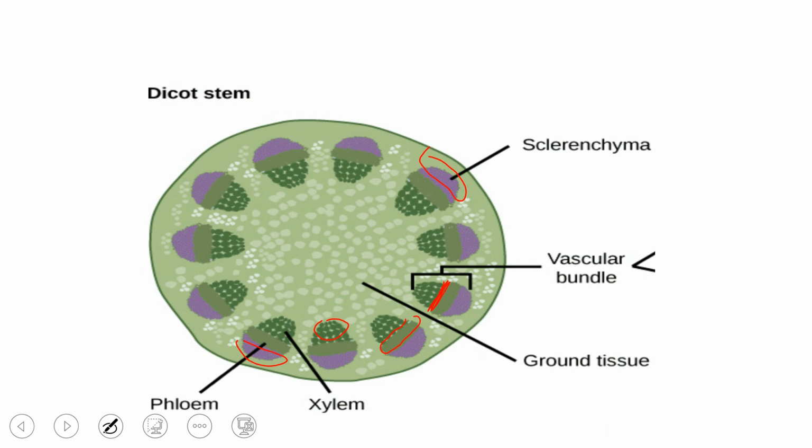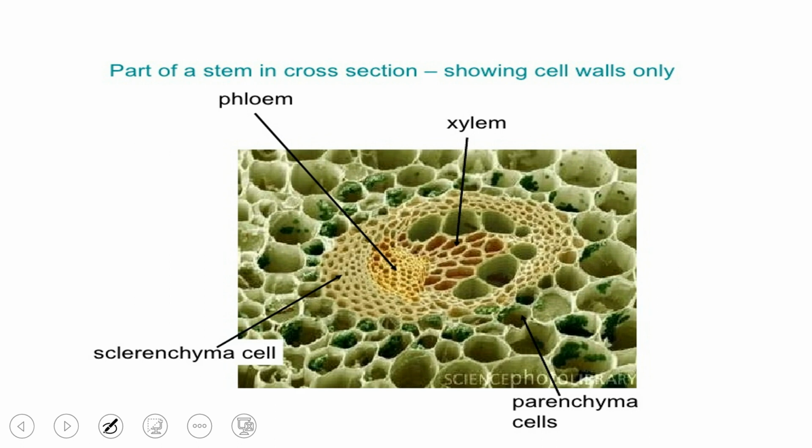So I have here different tissues in the stem. As you can see here again, these are the sclerenchyma cells. Here we have the xylem cells, and here we have the phloem. As you can see, the xylem cells are bigger than the phloem cells. The xylem cells have thick walls, while the phloem cells don't have thick walls.